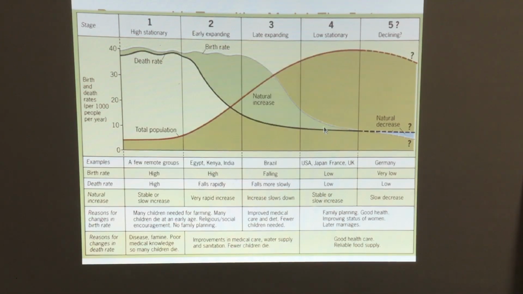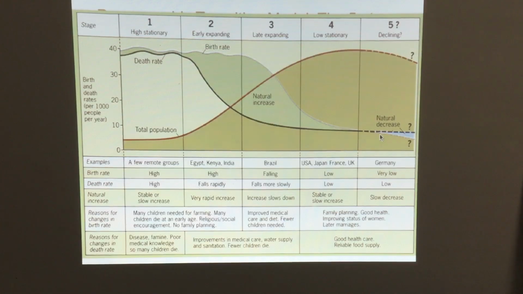Countries like the United States are in stage 4 of the demographic transition, where both birth rates and death rates are low, and therefore the natural increase is also low. And if the birth rates drop very significantly, even below replacement levels, like you see in places like South Korea, then they reach stage 5 of the demographic transition, where it's possible that they're going to have a declining population.